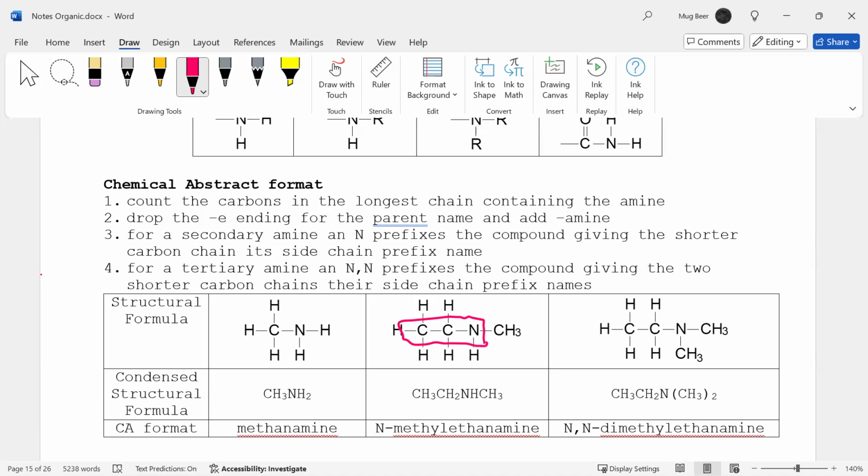So why do I do that? I need the methyl part to let you know that there's 1 carbon, and I need the N here letting you know where it's connected on this molecule. And in this case, it's connected to the N and not to some other place on the chain.